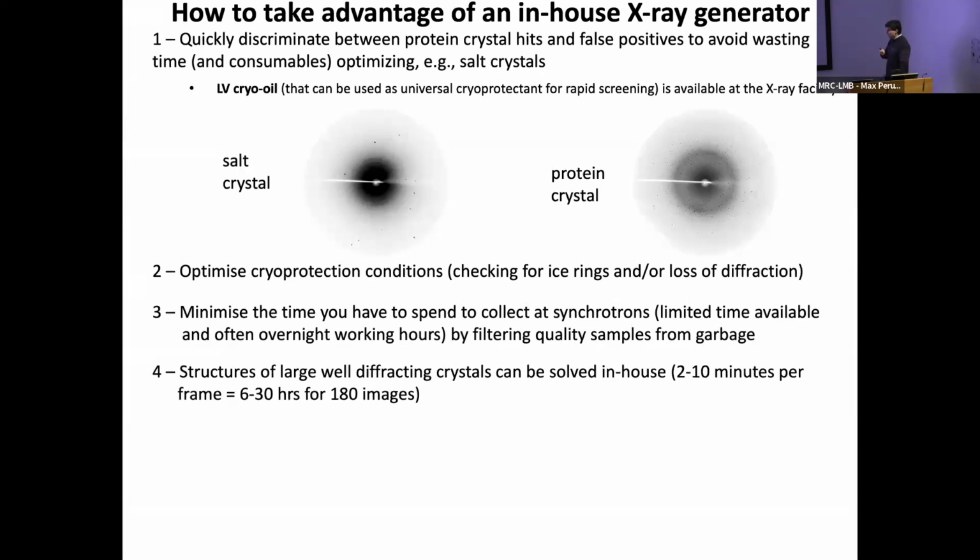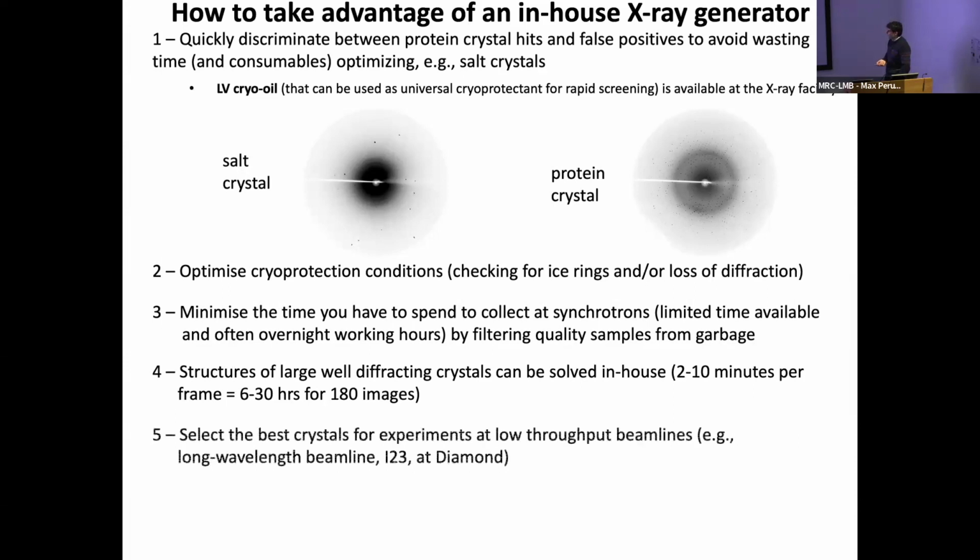We can collect and solve structures in-house. At the synchrotron, collecting a data set will take a few seconds; in-house, it's going to be overnight. So if you have many structures to do, you're better off at the synchrotron. If you only have one or two structures to do, we can easily do it overnight. Also, some beamlines at the synchrotron, like I23, don't have robots, so the throughput is very low. They always ask you to send a few good quality crystals, so you can filter for good quality crystals in-house before sending them.